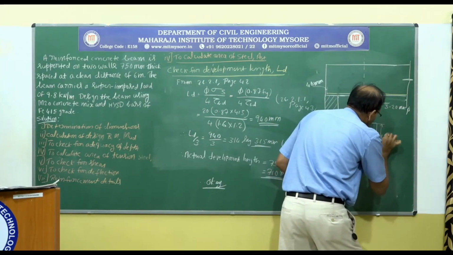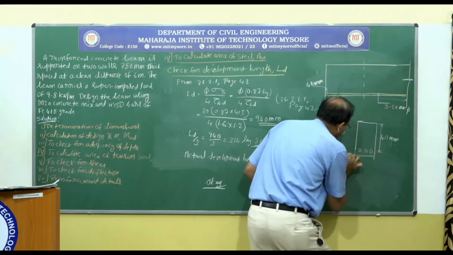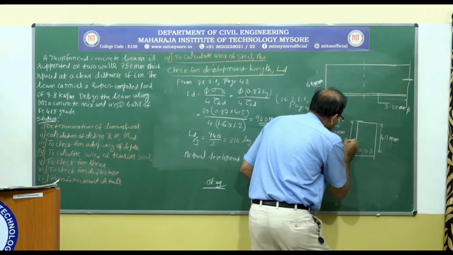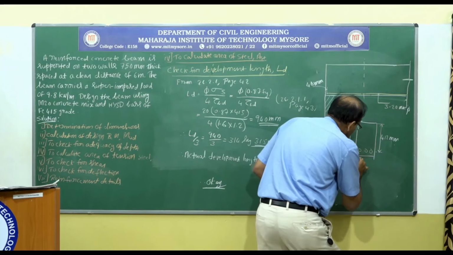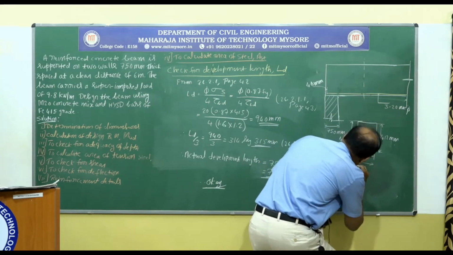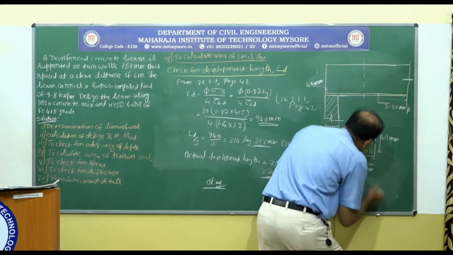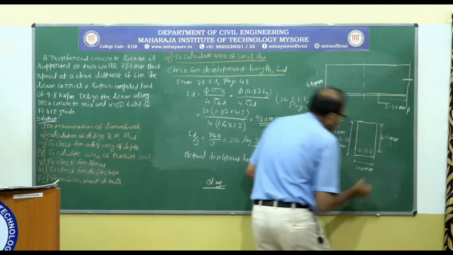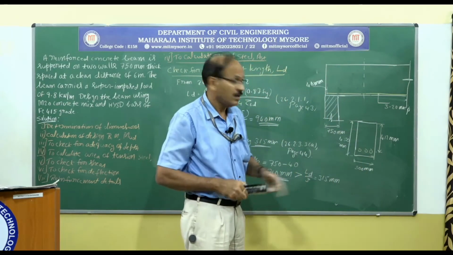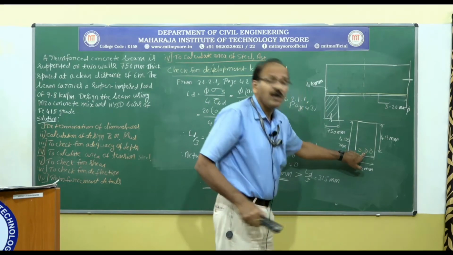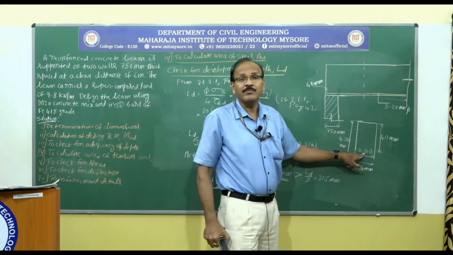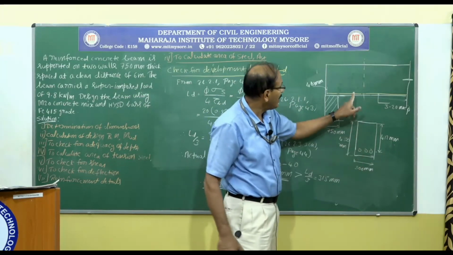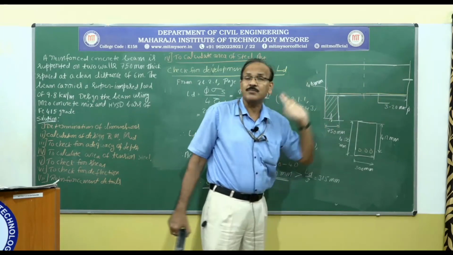that is 412 millimeter, overall is 450 millimeter. This is 300 millimeter. So, if at all you want to cut a bar, you can cut only one bar, that is the middle one, at a certain distance from the support.